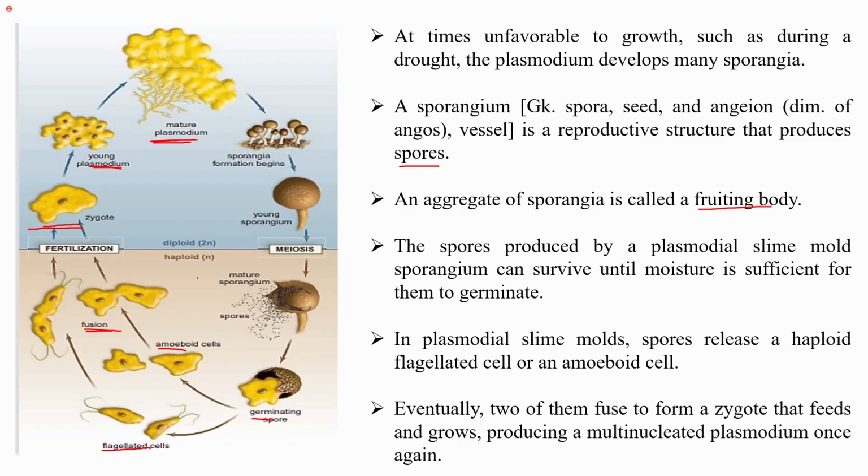And the cycle continues. Up to young sporangium, the stages of zygote, young plasmodium, mature plasmodium, sporangia, and young sporangium are diploid in nature, that is, 2n. Then the young sporangium undergoes meiosis, and from 2n it converts to n. That is, these stages are haploid in nature.